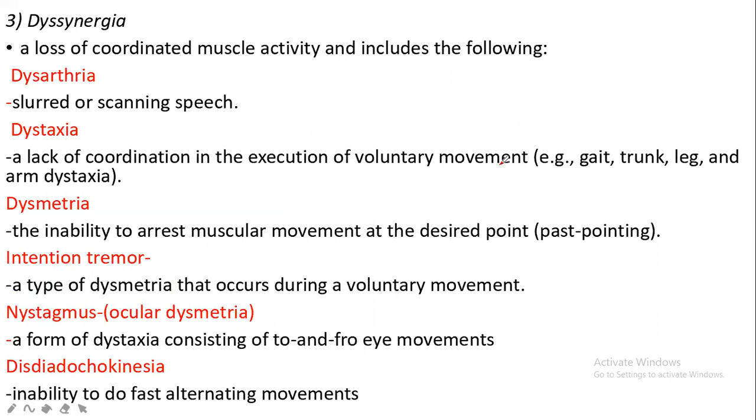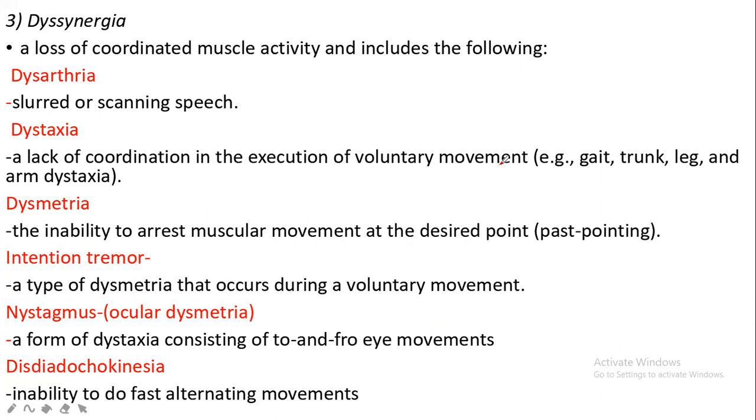Then we have what is called dyssynergia, loss of coordinated muscle activity. And we have these. Number one is dysarthria. So this is basically slurred or scanning speech. The muscles of speech, from the muscles of the tongue, muscles of the pharynx, and the muscles that control the larynx, need a fine coordinated movement and fine coordinated contraction as well. So the cerebellum is the one that is actually told of the initial state of the muscles before the cerebral cortex commands. So if there is no coordination between these two centers, that leads on to dysarthria.